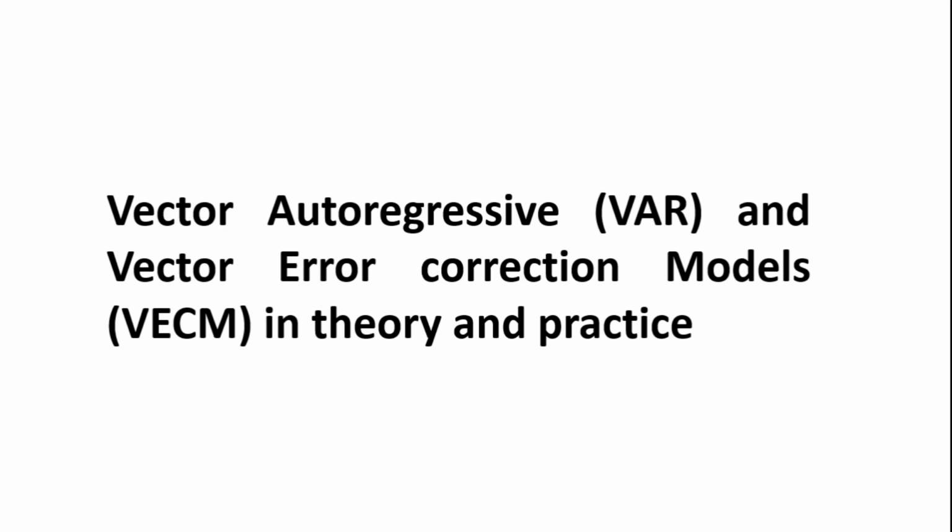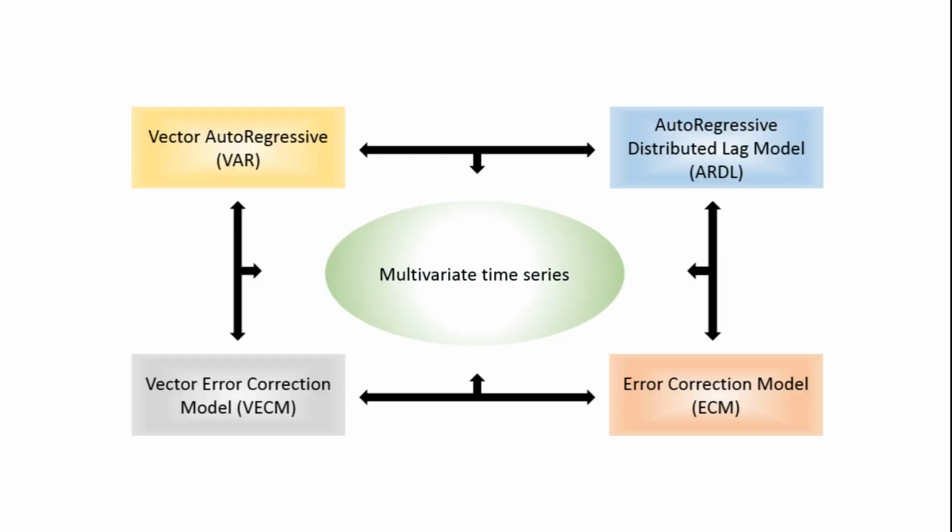autoregressive model. So first of all, we need to know that multivariate time series come in different kinds. We have the vector autoregressive model, the vector error correction model, the autoregressive distributed lag model, and the error correction model. So those are the four principal types of multivariate time series.